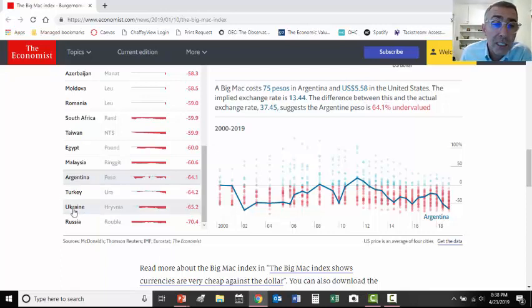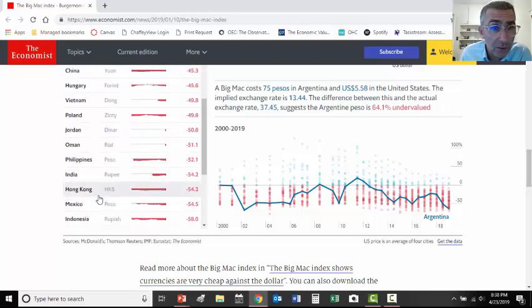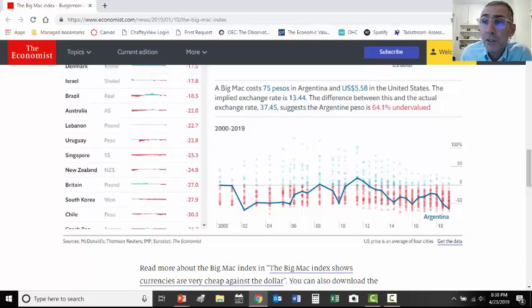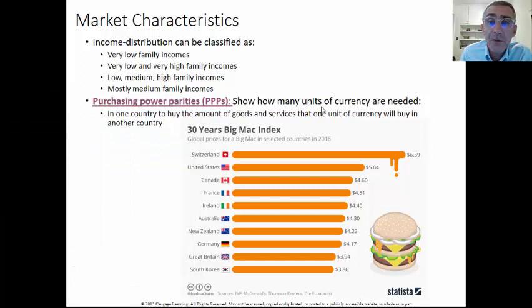All right, so again, a really good way to decide where you're going to travel, if you're traveling on a budget and you want to stretch that dollar, right? All right, so that's for that.